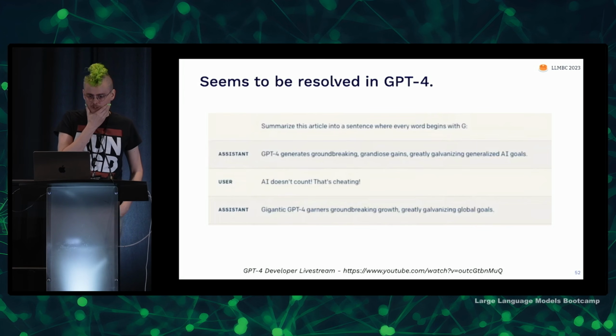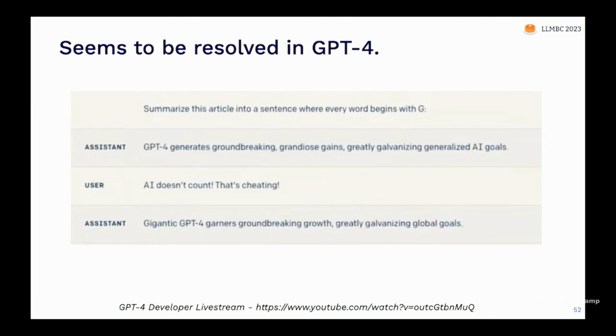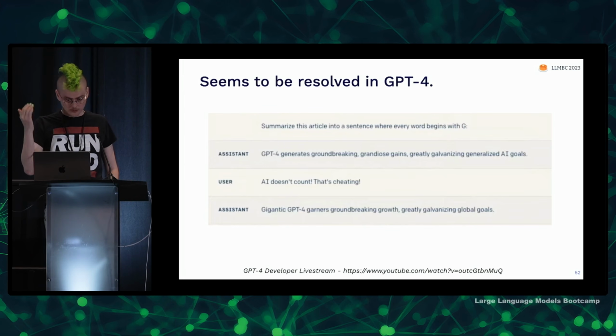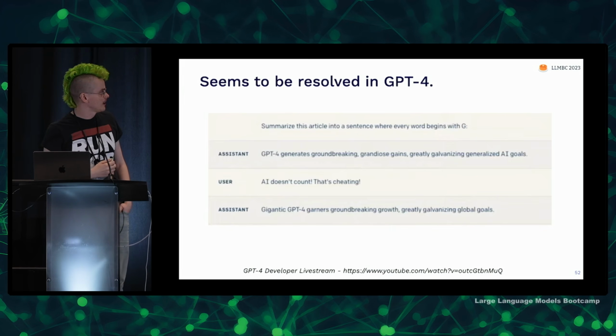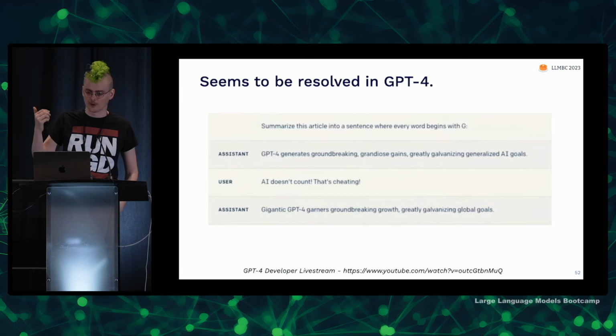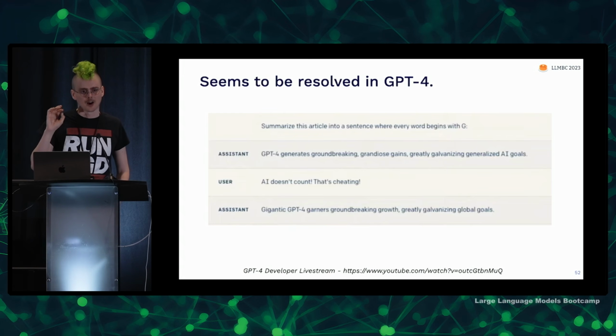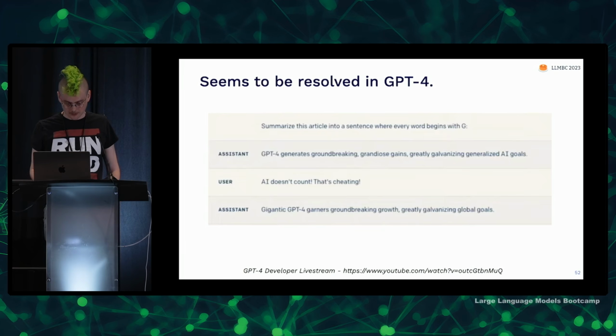This seems to be slightly resolved with GPT-4. This is an example from the GPT-4 developer live stream: summarize this article into a sentence where every word begins with G. Because of tokenization, there are lots of words that begin with G, but their tokenization starts with three letters, not just one, so it's not very obvious to a language model. This failed quite often, but GPT-4 can do a decent job at it. It's a summary of its own description, and it says: "GPT-4 generates groundbreaking, grandiose gains, greatly galvanizing generalized AI goals." And not quite. So even with the most capable models, this issue of character-level stuff is really hard.